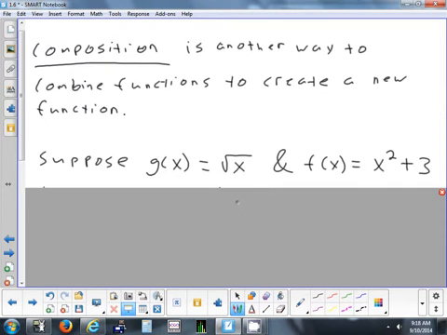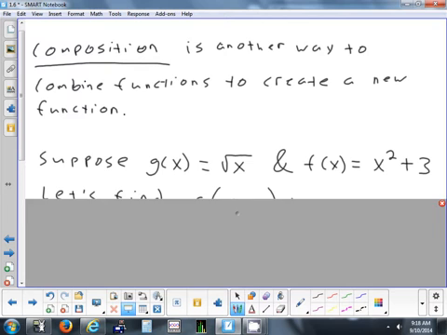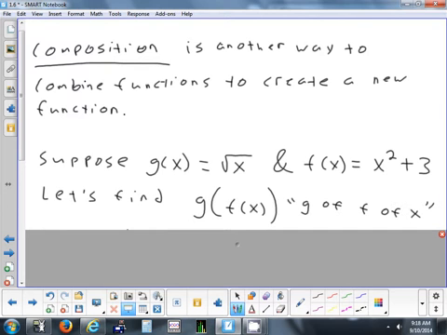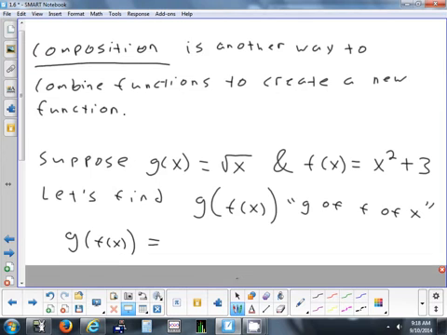Okay, so suppose we had these two functions. G of x is the square root of x. F of x is x squared plus 3. And I want to find that. The way you pronounce it is g of, and now you say what's inside, f of x. G of f of x.